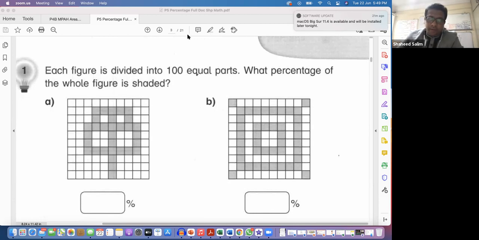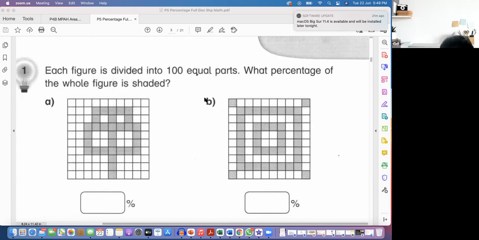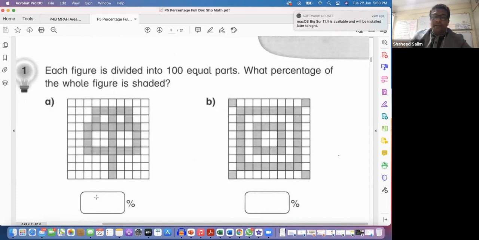Okay. So Naomi has given the first answer. Okay, let's see whether you're right, Naomi. 1, 2, 3, 4, 5, 6, 7, 8, 9, 10, 11, 12, 13, 14, 15, 16, 17, 18, 19, 20, 21, 22, 23, 24, 25, 26, 27, 28, 29, 30, 31. So down here is 31%. Okay, you just need to write 31%.